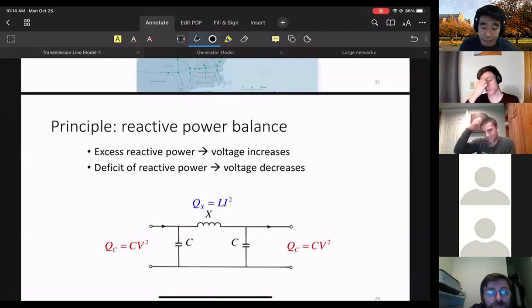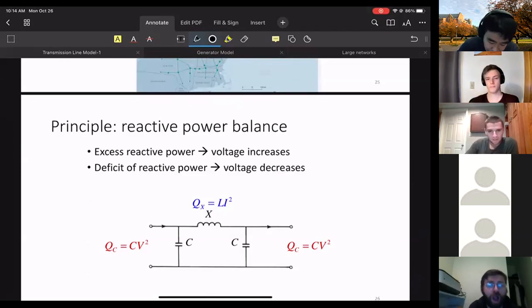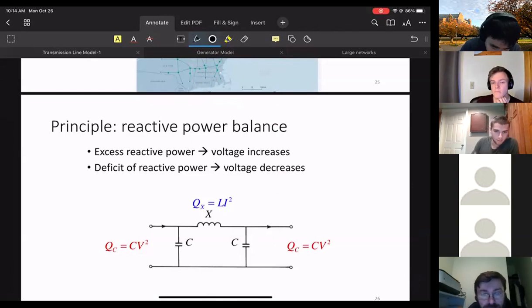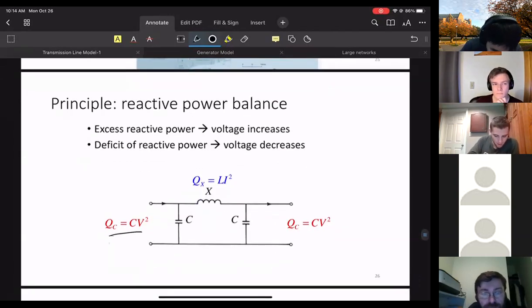Basically, reactive power means this. There are three elements in this circuit. So let's think of this circuit, the pi model. This is supplying reactive power.